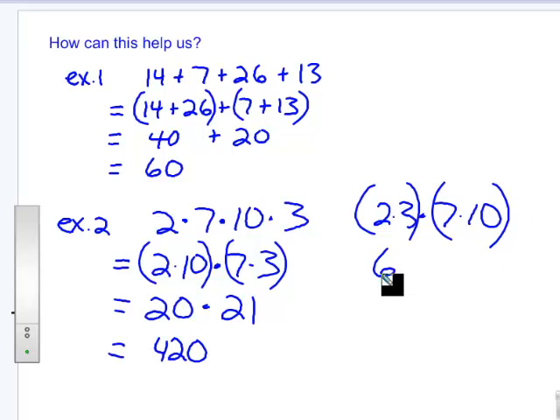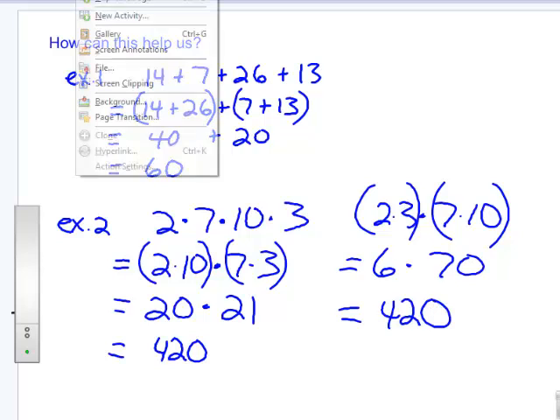And I get 6 times 70. Sure enough, that's probably easier. 6 times 7 is 42, and you just add a 0. Boom, 420. Easily done in my head. Okay? It makes problems simpler. Let's try one more.